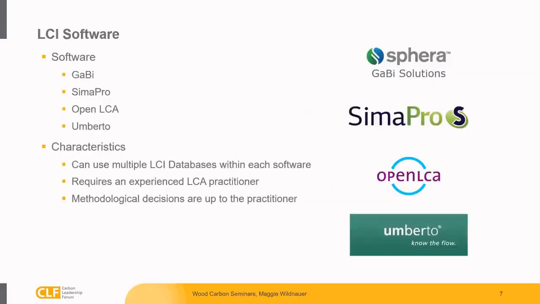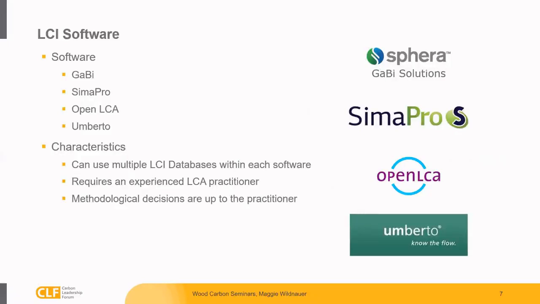So for the lifecycle inventory software or lifecycle assessment software, they can kind of be exchanged. There are 4 big players: GaBi, which is created by Sphera, formerly ThinkStep, my company, so it's the one I am the most familiar with; SimaPro; OpenLCA; and Umberto.